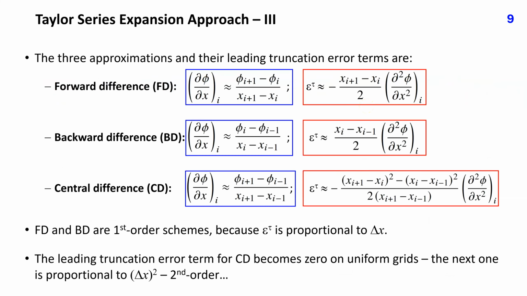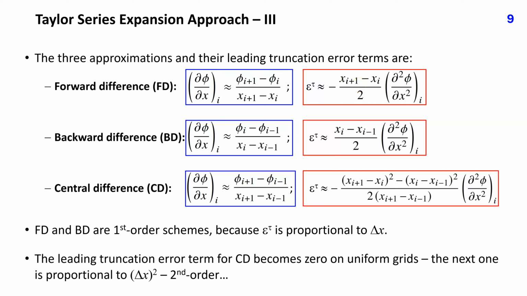Let us now compare the three approximations of the first derivative described in the preceding slides and their truncation errors. The forward and the backward difference are both first-order methods because the leading term in their truncation errors is proportional to grid spacing delta x. On uniform grids, the magnitude of the truncation error leading term is the same, but the signs are opposite. We shall see in lecture 6 that indeed the results obtained with these two methods approach the grid-independent solution from opposite sides. One overpredicts and one underpredicts the correct solution.